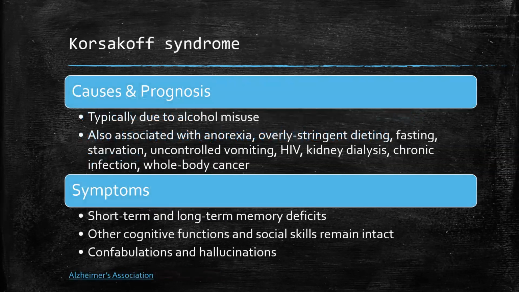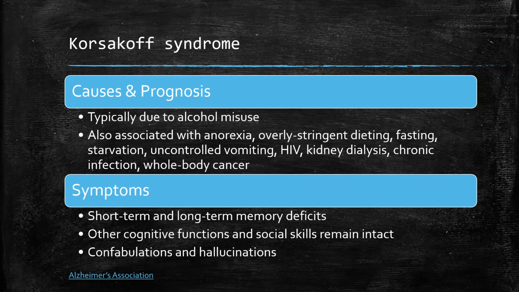So the next thing that we'll talk about is Korsakoff syndrome. So again, this is something that we don't have a lot of firm information on yet. Korsakoff syndrome is typically due to alcohol misuse. That's what it's most often correlated with. It is also associated with some eating disorders, like anorexia, overly stringent dieting. It can also be caused by uncontrolled vomiting, by HIV, kidney dialysis, someone with chronic infection, or someone with cancer that has spread to the whole body.